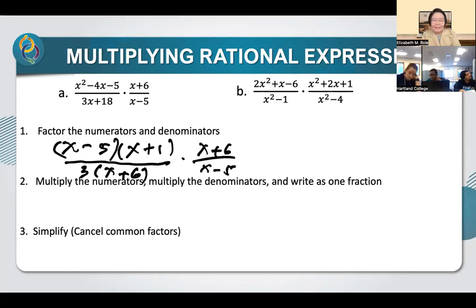And from there, you can immediately cancel. You can put now the final answer, and our final answer will be x plus 1 over 3. Very good. So we cancel x minus 5, we cancel x plus 6. So x plus 1 over 3. Good.